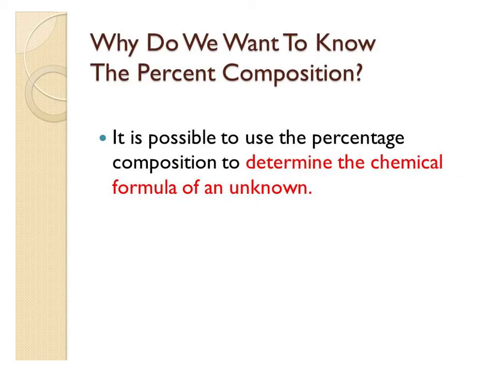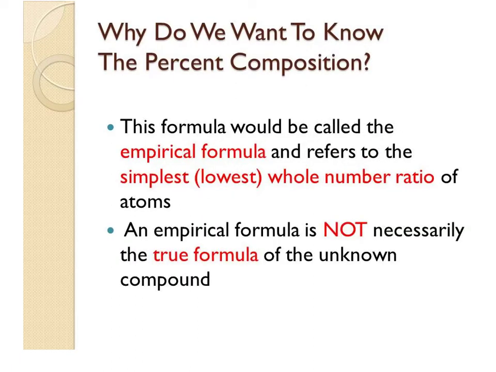Now, even though in our last example we were not given the chemical formula, part of the purpose of learning about percent composition is because we can use it to figure out the chemical formula of an unknown. So like that example that I just did, if we really wanted to, we could use that information to figure out the chemical formula. So the formula that we find from an unknown, or from stuff like the example I just did, is called an empirical formula.